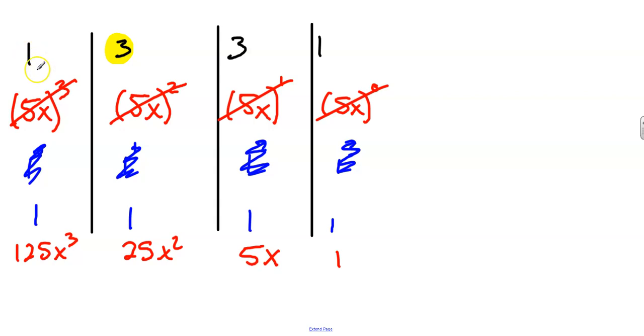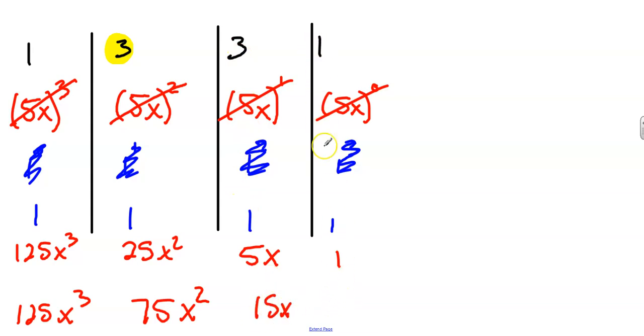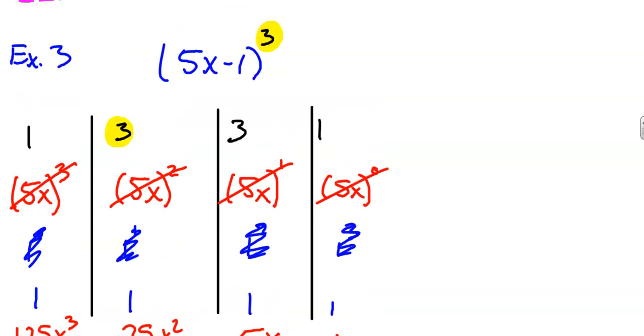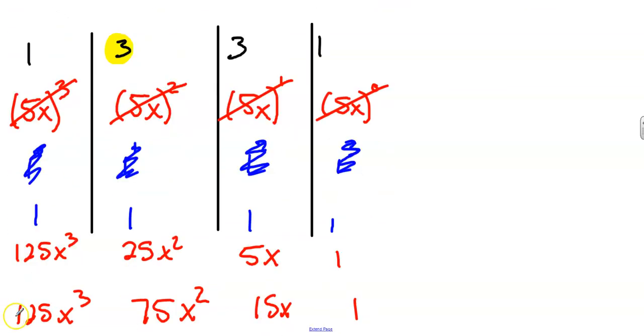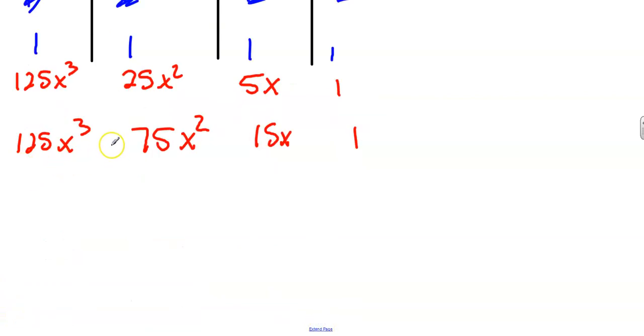Okay, so you've got 1 times 1 times 125, which is 125x to the third. This is 25 times 3, so that's 75x squared. This is 5 times 1 times 3, so that's 15x. And that's just a bunch of 1s on the end, so that's a 1 there. And this one was a minus, wasn't it? Yes. So we're going to alternate. First one is positive. Second one is negative, then positive, and then negative.